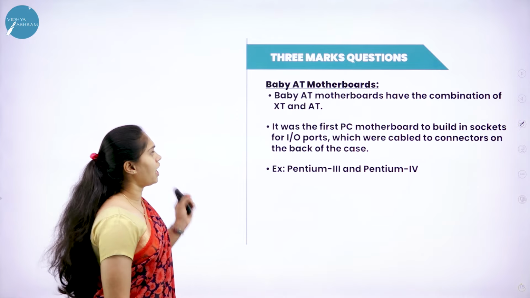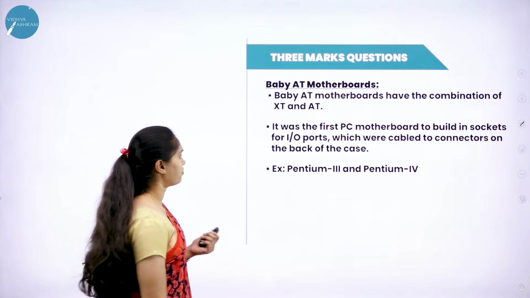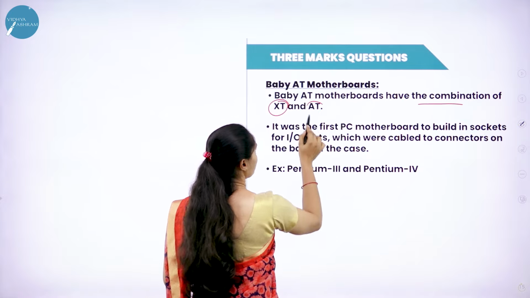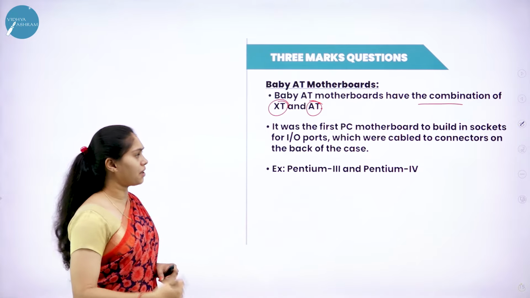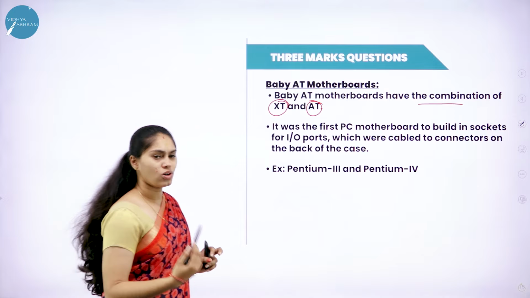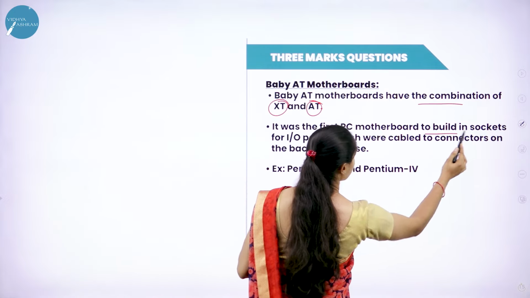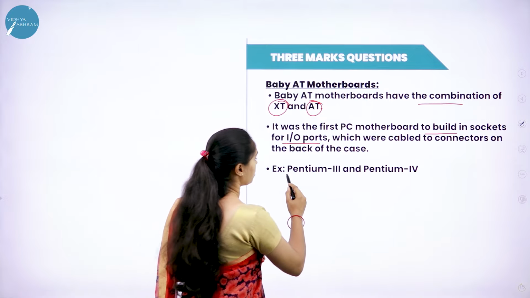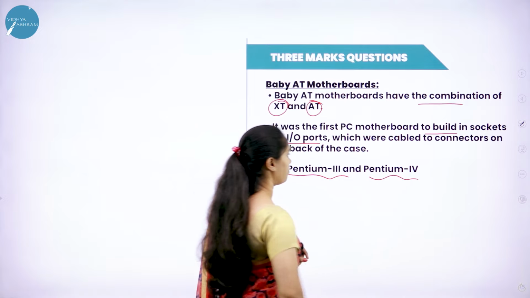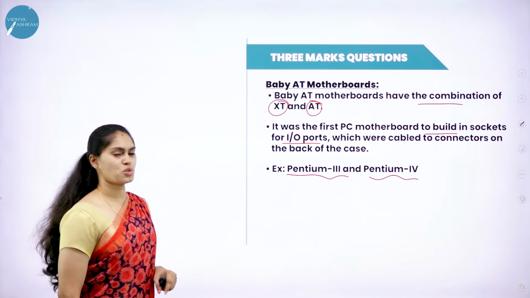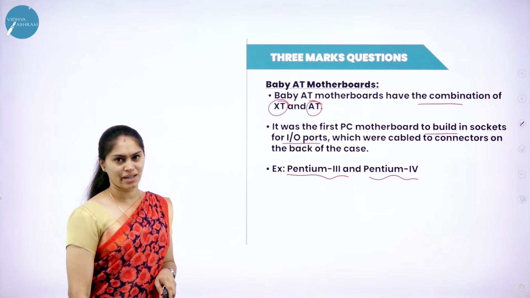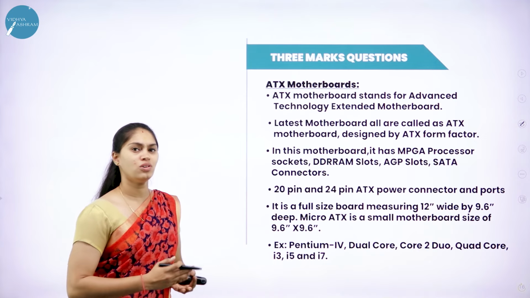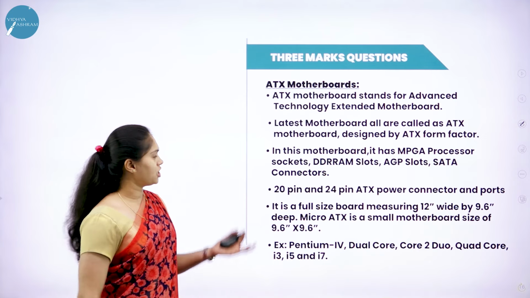This is regarding the AT motherboard. And I will take baby AT instead of ATX. Baby AT is just a combination of both XT and AT, like a hybrid of XT and AT. It has built-in sockets for input-output ports, and examples are Pentium 3 and Pentium 4. This is how we are supposed to write the answer for these types of motherboard. I have also written about ATX, so if you want to write more content for the types of motherboard, you can have it.